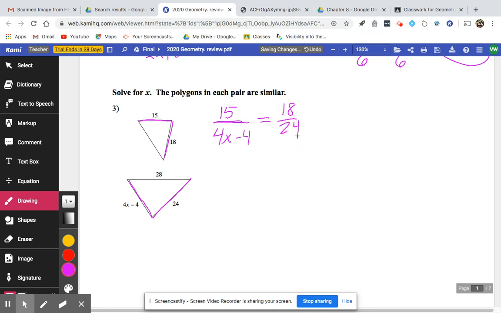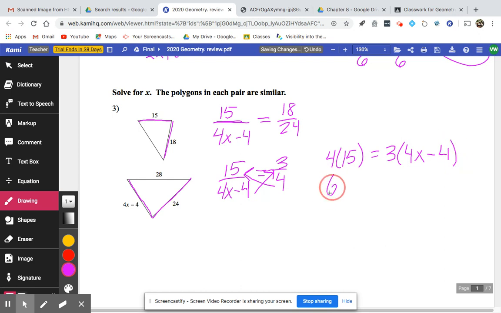18 over 24. Here's a bit of advice on how I would go about solving this one. You could certainly start cross-multiplying, but you're dealing with double-digit numbers, and those are going to get really big. What I would do is reduce the fraction on the right, 18 over 24. So we have 15 over 4x minus 4 equals 3 over 4. That's much easier. Smaller numbers make for easier multiplication. So we have 4 times 15 equals 3 times 4x minus 4. So that's 60 equals 12x minus 12.